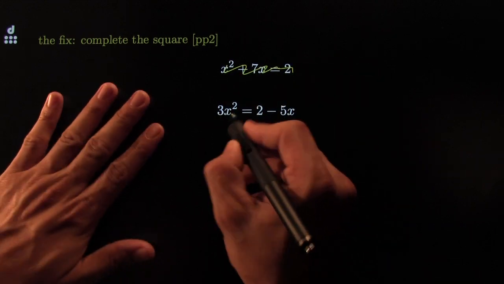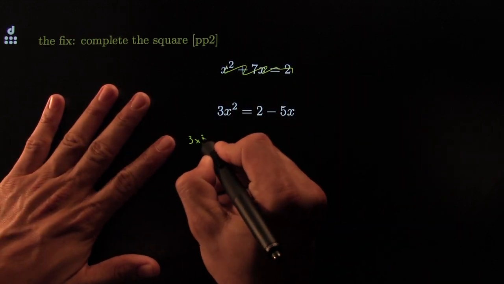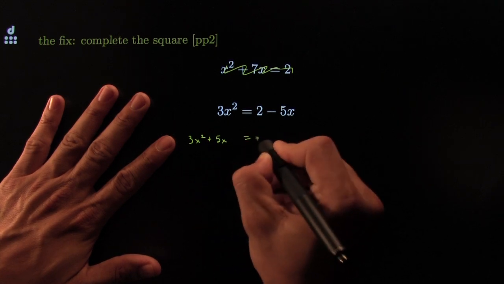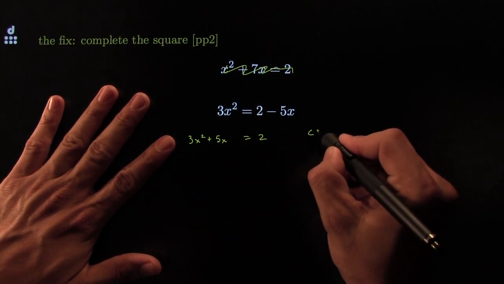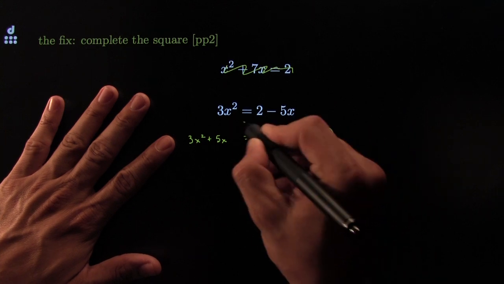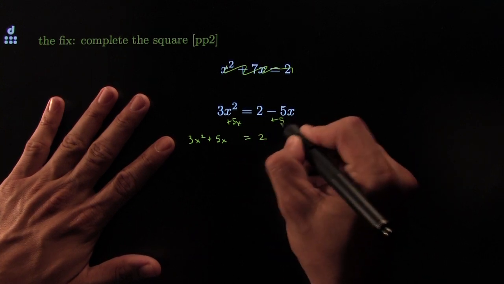Let's do this one. So this one I have 3x squared plus 5x is equal to 2. That's by cancellation law of addition. I added a 5x to this side and I added a 5x to that side.